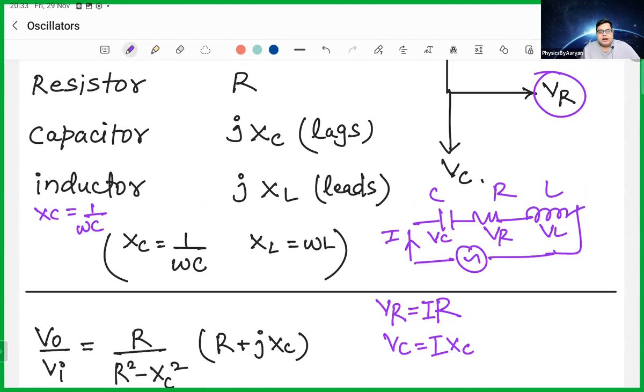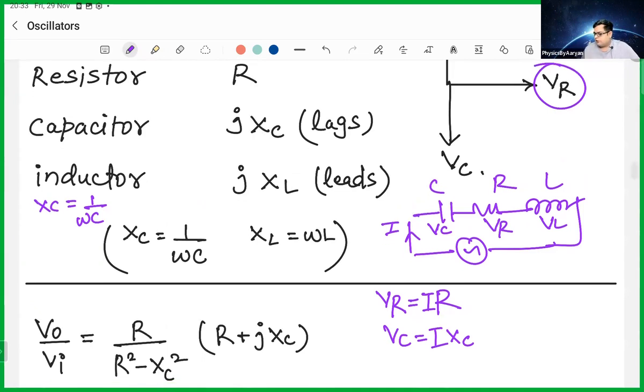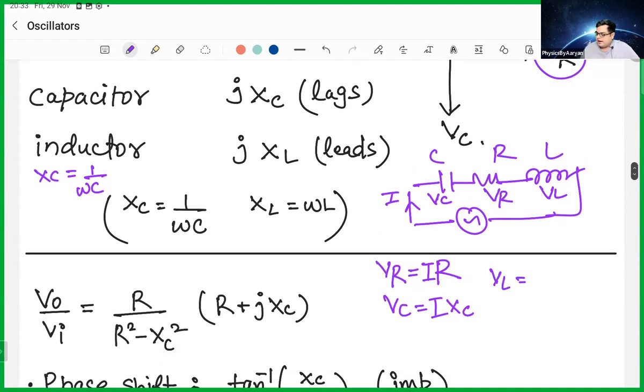ठीक है, and what is the voltage in inductor? VL. VL is I into XL. Now what is XL? XL is a resistance given by the inductor. And how do you define XL? XL is defined as omega L. Right? J part I am bringing. So right now I am talking about the magnitudes. So these are the three magnitudes of the voltages.